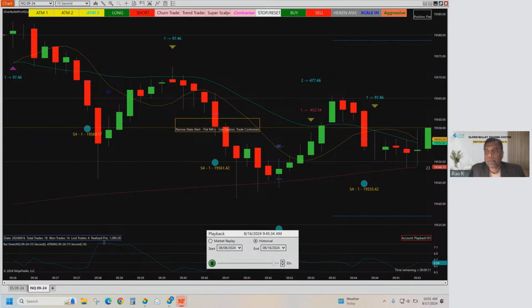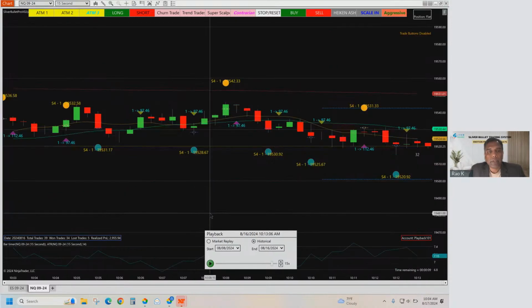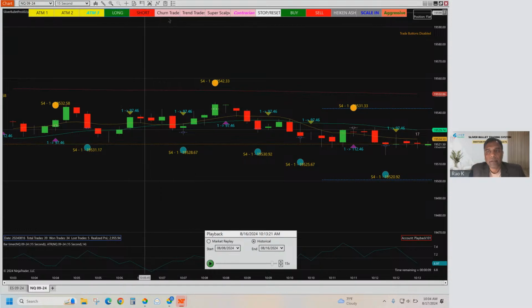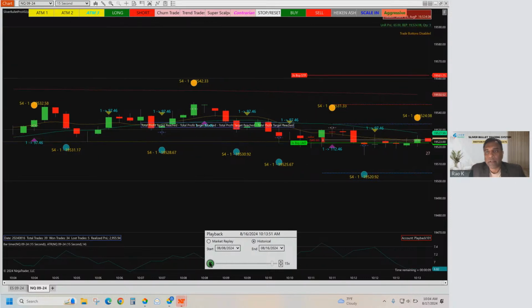Order filled. Target filled. So here, trade buttons got disabled again because for a fraction of a second, we exceeded $3,000. But by the time the trade position got closed, the profit went below 3,000. So when it went above 3,000, the trade buttons got disabled. So I had to re-enable it. I'm going to turn it on again, so that the trade buttons will get enabled and I'll be able to take another trade.